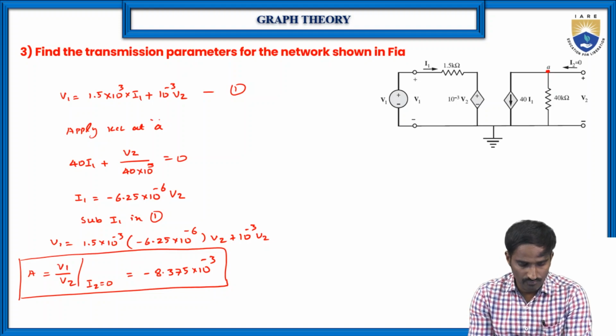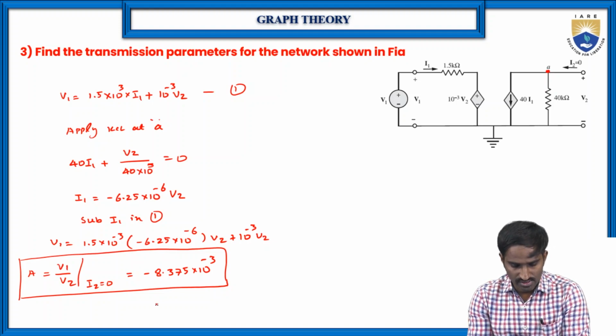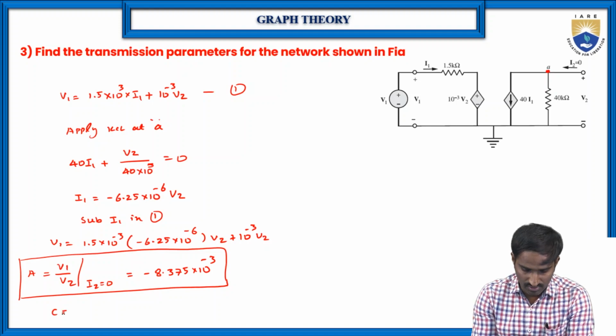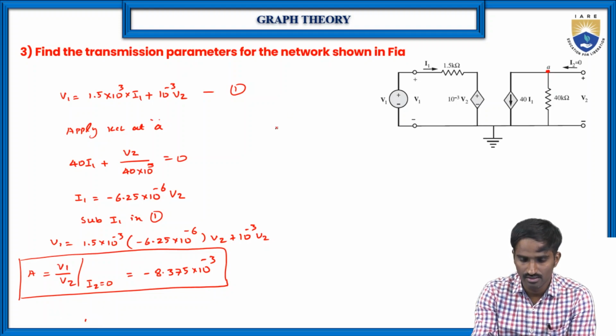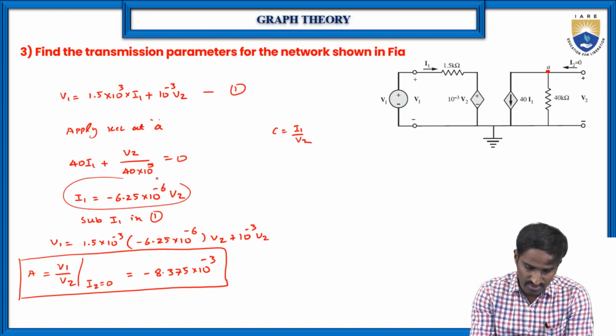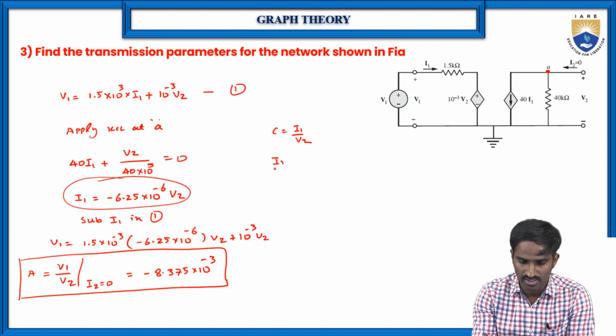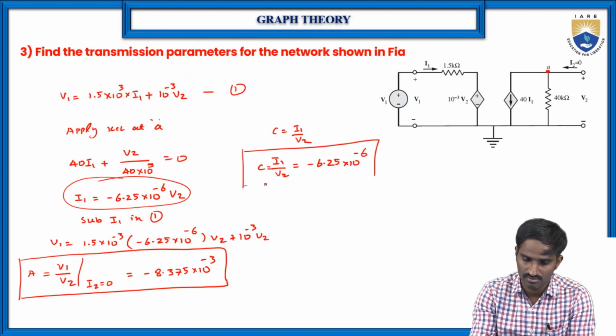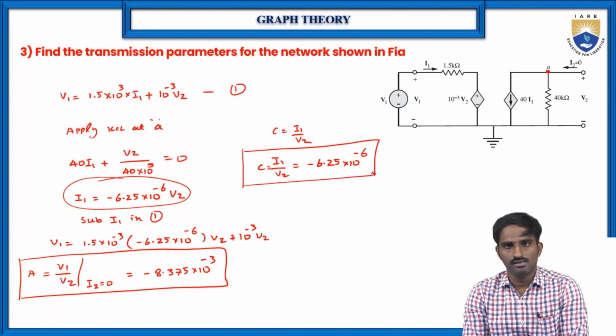So now we need to find the transmission parameter C. So what is the transmission parameter C? Here we already know C is equal to I1 by V2. Let me write here, C is equal to I1 by V2. So from this equation, as you can see, I1 by V2, which is equal to C, is equal to minus 6.25 into 10 to the power of minus 6. This is the value of the C parameter, right?